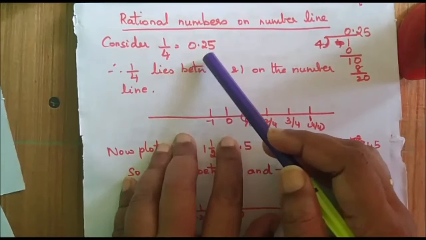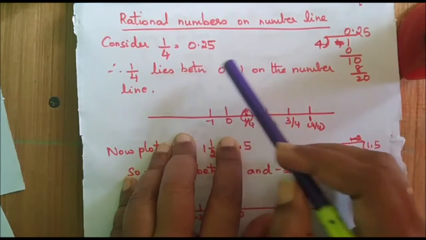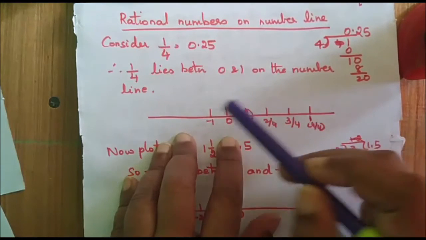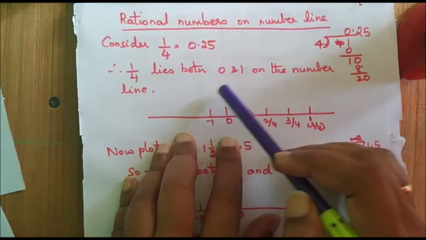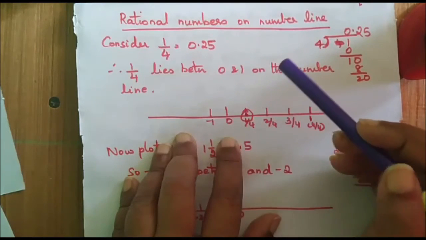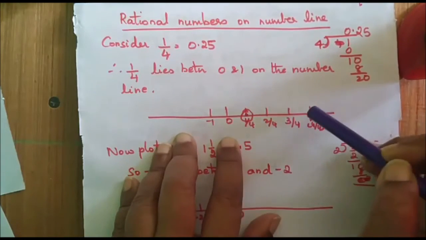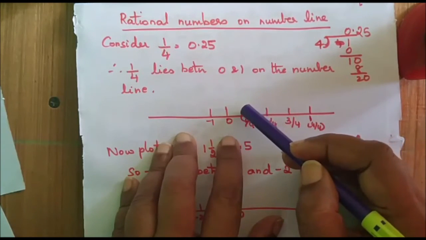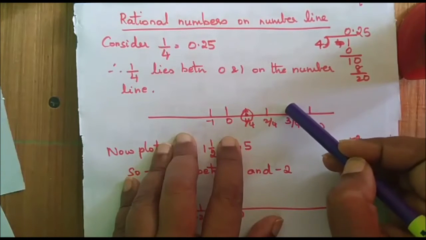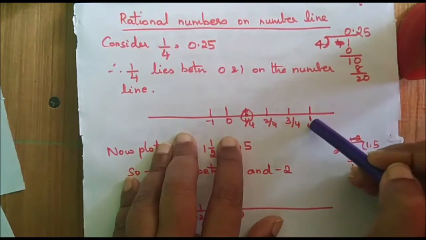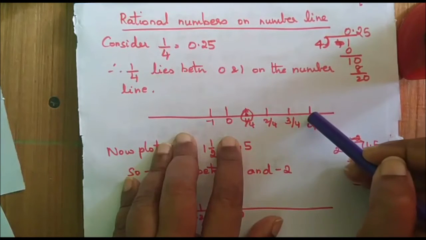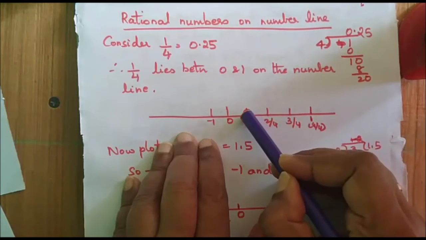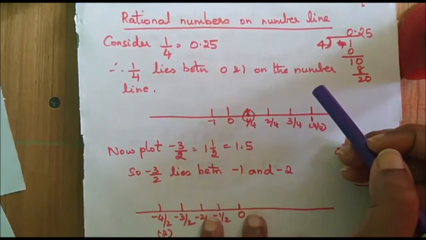Therefore, what is 0.25? 0.25 lies between 0 and 1 on the number line. Okay. So 1 by 4 lies between 0 and 1 on the number line. Now I can divide 0 and 1 into smaller subdivisions like 1 by 4, 2 by 4, 3 by 4 and 4 by 4. What is 4 by 4? 4 by 4 is 1. Okay. So between 0 and 1, I plot 1 by 4 this way. I hope you understood this.